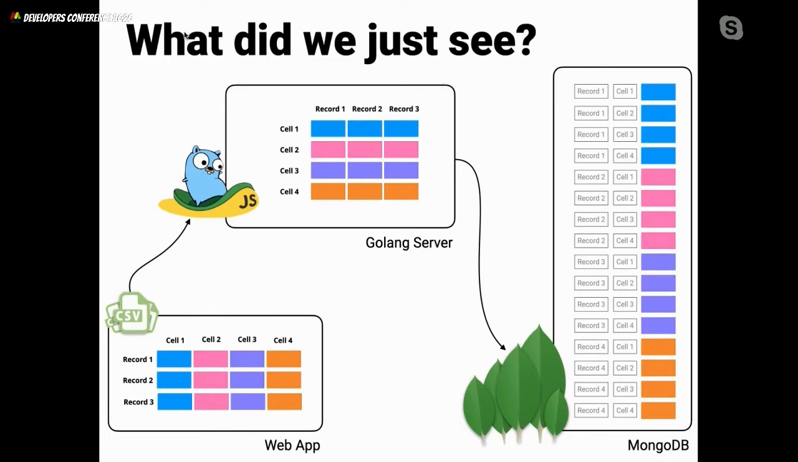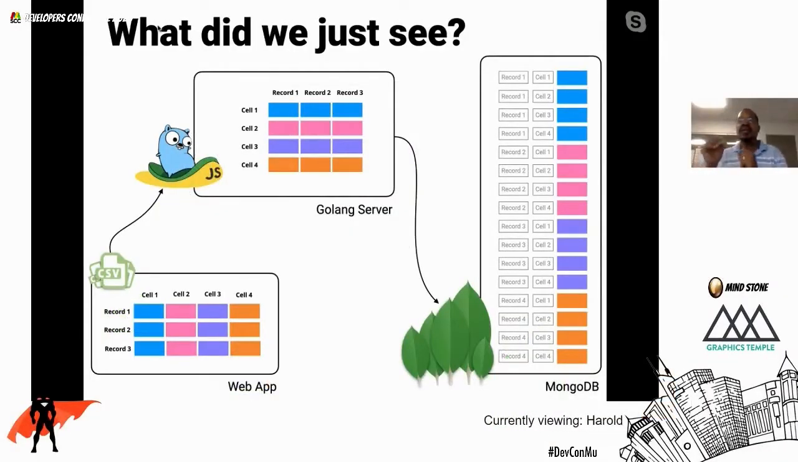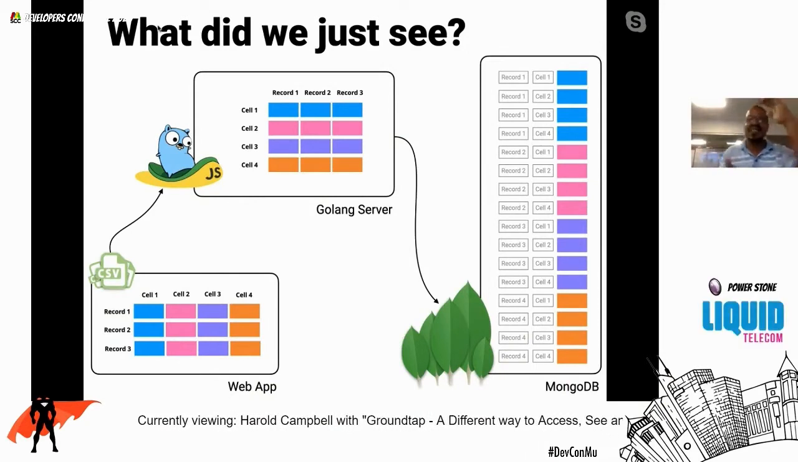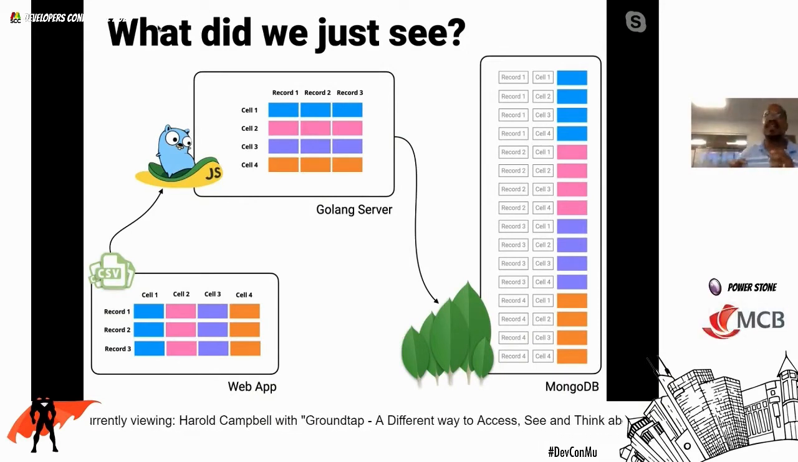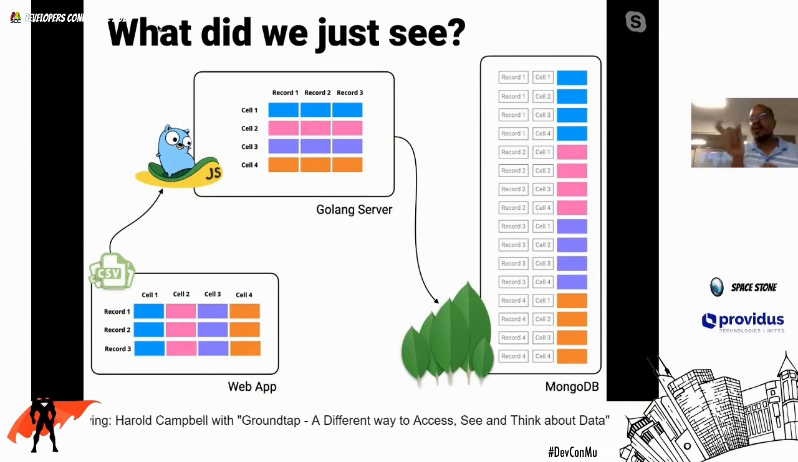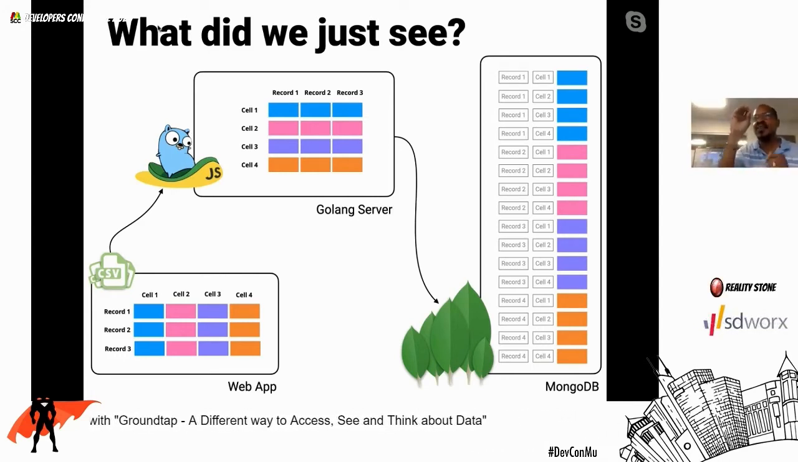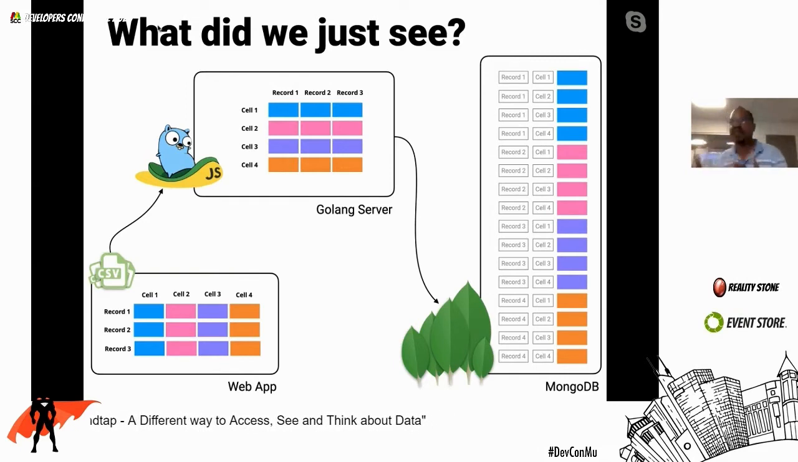So the data now includes the cell and row information. The database now contains not just the data that the client would have uploaded, but we also include the metadata for the particular data.